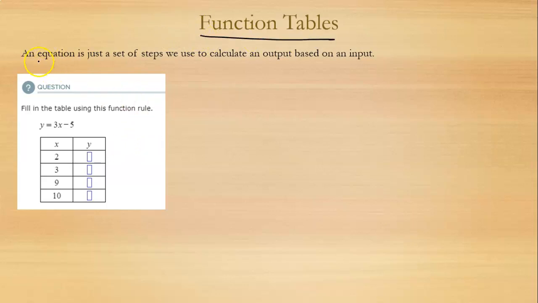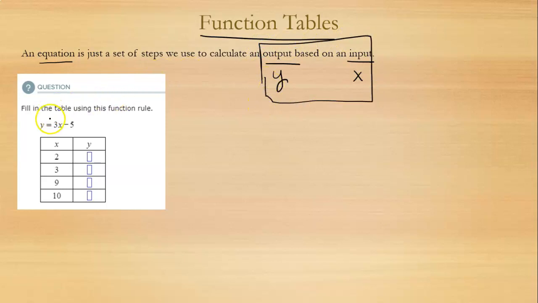And we want to remember that an equation is just a set of steps that we use to calculate an output based on an input. Your input are your x values, your output are your y values. So I would definitely write this vocab down here. When they ask you to fill in the table using the function rule, that's just fancy words for use the equation. So the equation tells you that you're supposed to multiply 3 times x and then subtract 5 every time.